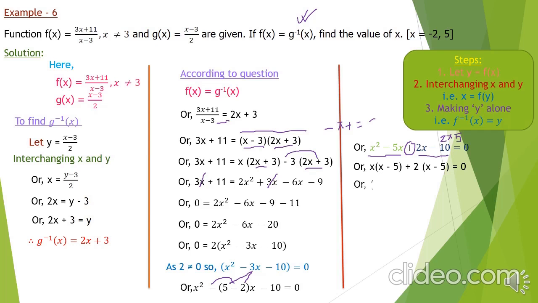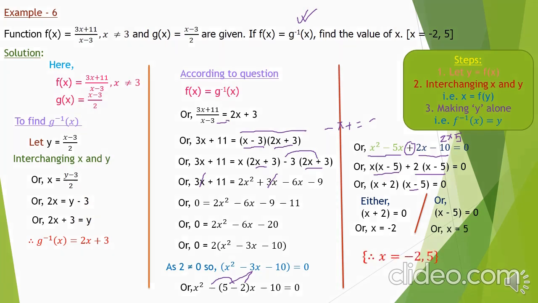Now our 4 terms reduce to 2 terms. You can see x - 5 is common. After taking x - 5 common, the remaining x + 2 is grouped in one bracket. So either x + 2 is equal to 0, or x - 5 is equal to 0. So x is equal to -2 and x is equal to 5. This is an exercise for you, now try this one question.